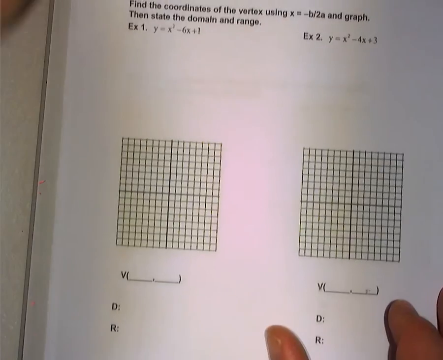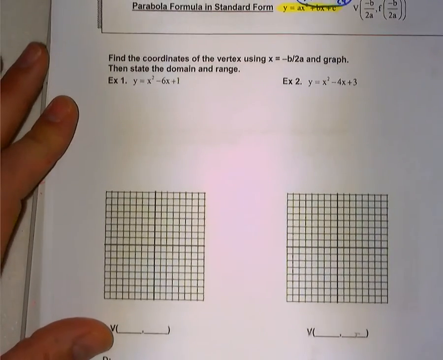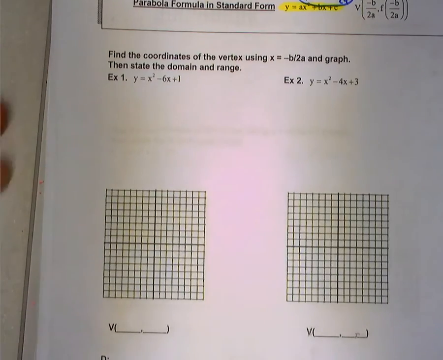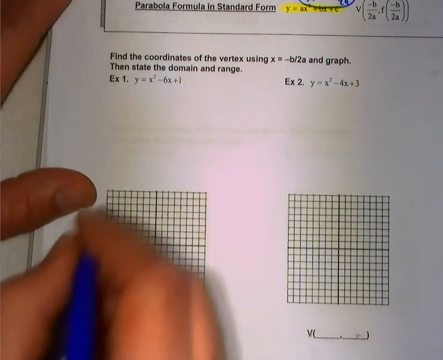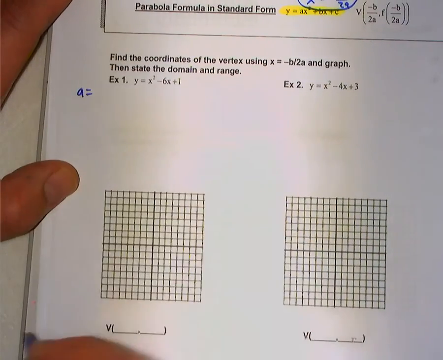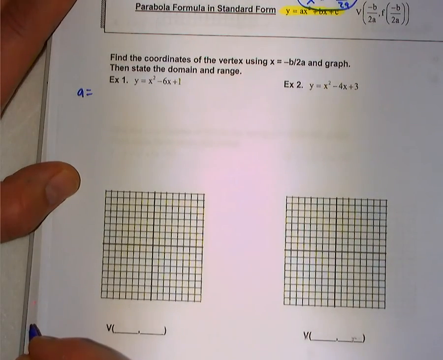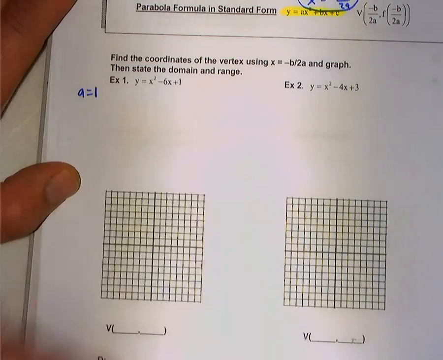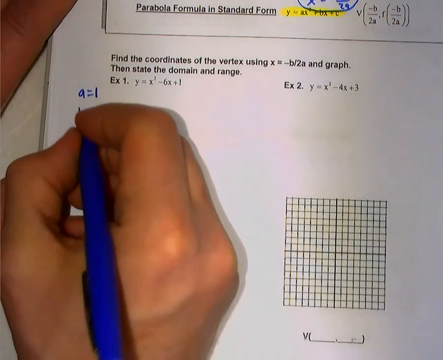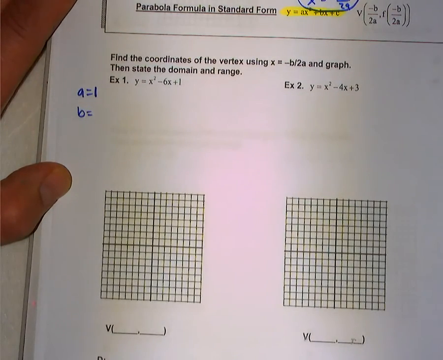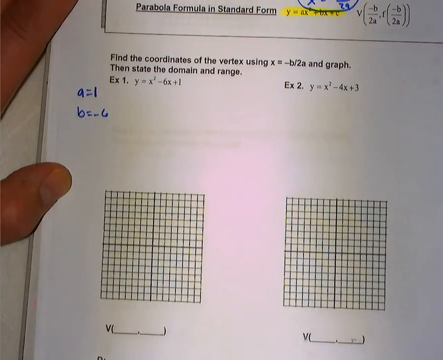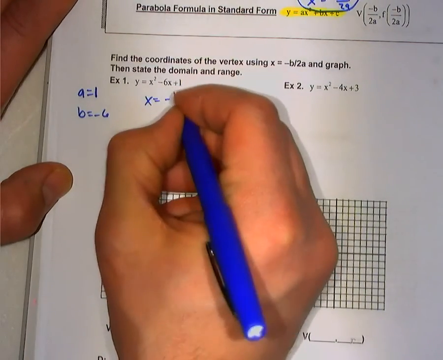So here we go. I've got y equals x squared minus 6x plus 1. A, what's A? What's the number in front of x squared? 1. And then B, we got what? Negative 6. And now we got x equals negative b over 2a.